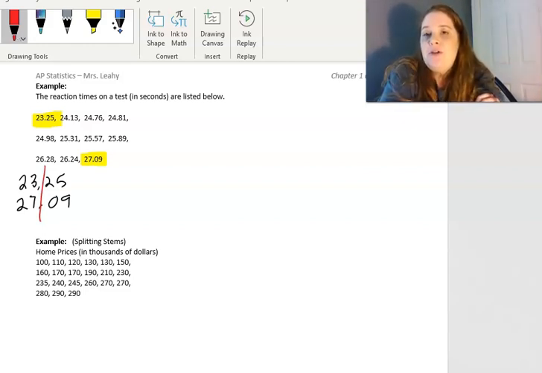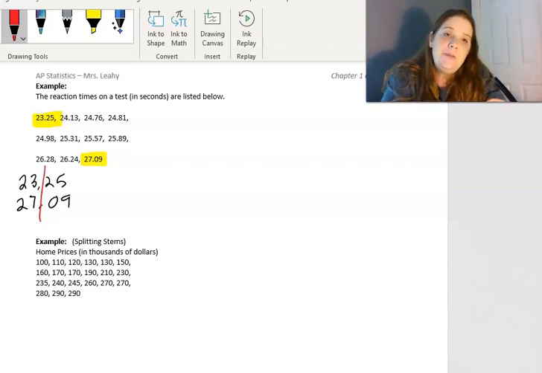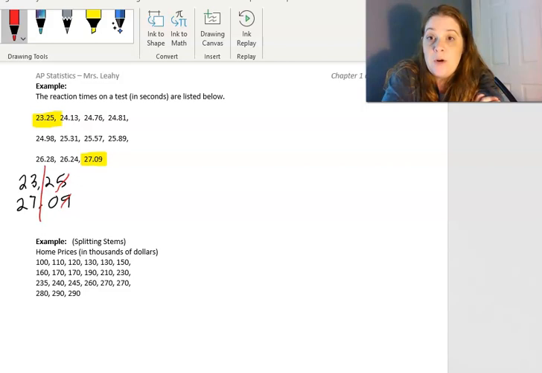I go over here to my leaves, and I've got 2 digits as a leaf, and I don't want 2 digits as a leaf. What we need is 1. Now there's some debate about whether you should round or truncate, but what we're going to do is truncate, for a couple of reasons. The first reason is that it is faster. Truncate means we are literally going to ignore the last digit of all of these numbers. So when I see 23.25, I'm only going to read it as 23.2. 24.13, I'm only going to read it as 24.1.